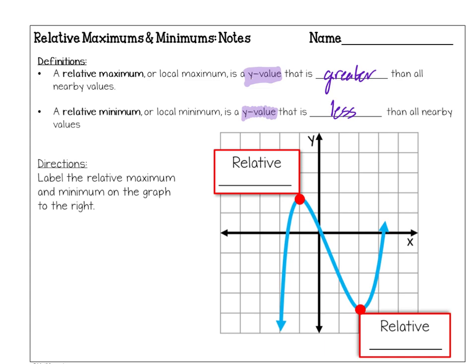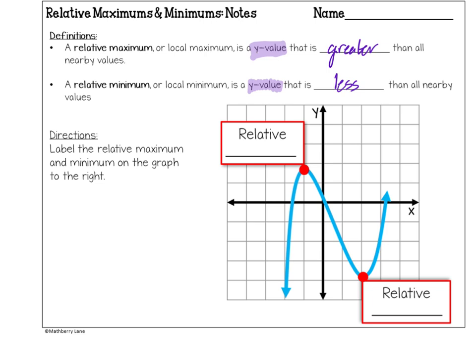So what that means, if I look at my little graph here, see this point right here? It's not the highest point on my graph because this arrow means that it keeps going up forever and ever. So it's not necessarily the highest point on my graph. But the definition says in the nearby values, and in this area here, it's the highest point.